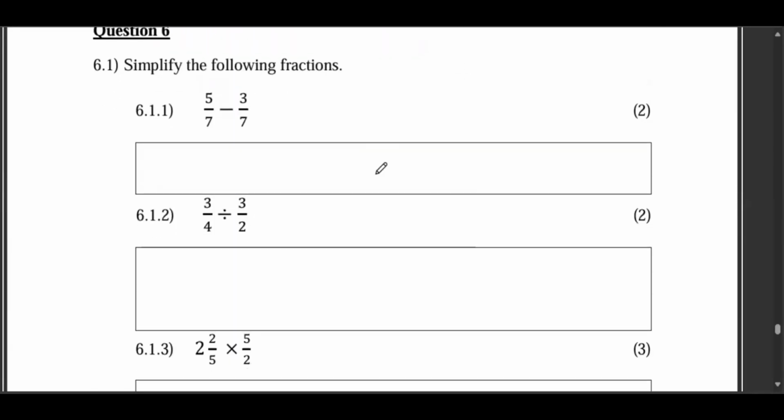Okay, there we go. Question number 6, simplify the following. This was done in term 1, but just know, when we are dealing with fractions, if they have the same denominator, just deal with the upper one. So this will become over 7, because the same denominator, then 5 minus 3, which becomes 2 over 7. This also happens when we are dealing with addition.